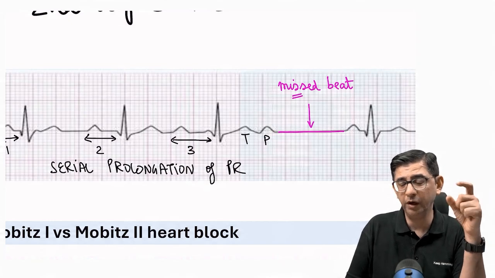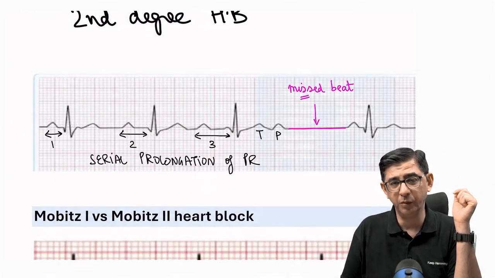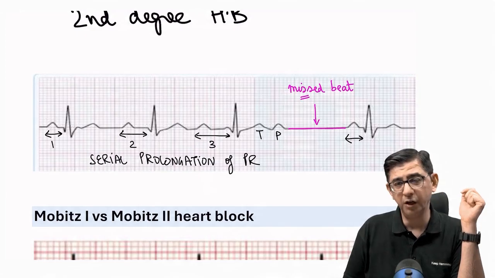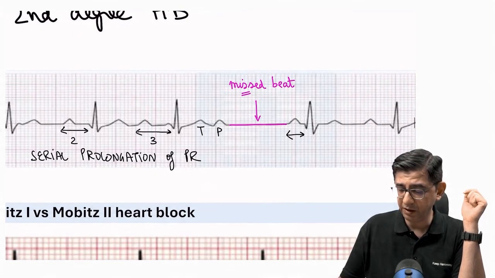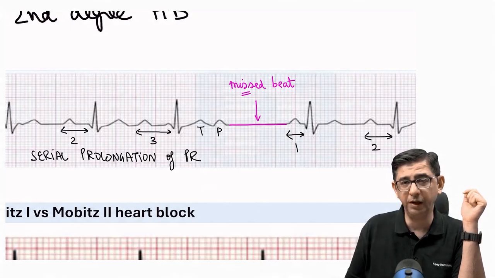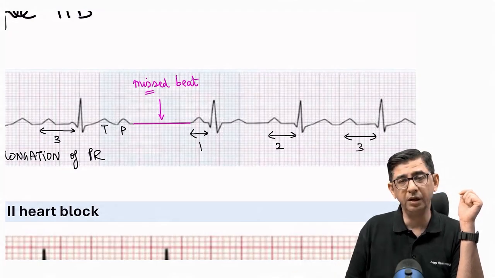And all you need to do in the question is check whether the PR interval of this patient is showing a serial prolongation. You will also notice in these patients that once the drop beat has occurred, the PR interval will reset and then will again start increasing. Once again, you can see the second time the PR interval will mathematically increase and then increase even further. And then again a missed beat can happen.